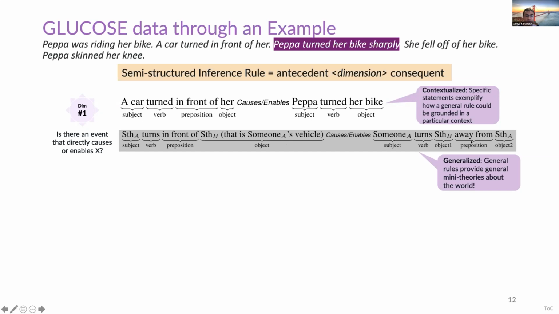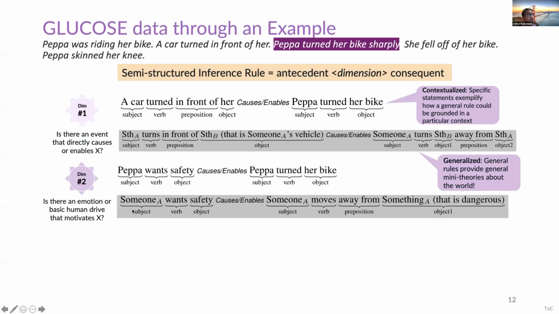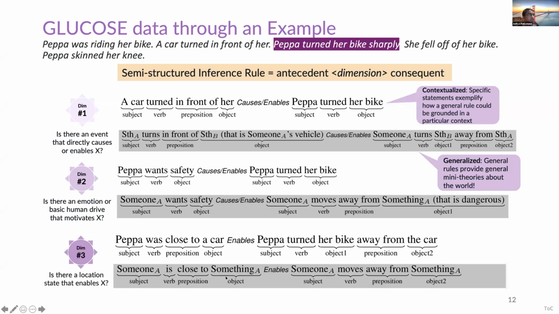Again, these rules don't have to be perfect. They're highly contextualized. A slightly better general rule is for the second dimension, where if someone wants safety, that might enable them to move away from something that is dangerous. And so we collect these specific and general rules along these different dimensions. Here's an interesting one. If someone is close to something, that enables someone to move away from something. This is something that's so implicit. You're not going to find this in a corpus, right? People don't write stuff like this, like in order to move away from something, you need to be close to it. And we're talking about physically moving, so there's sense information here as well.